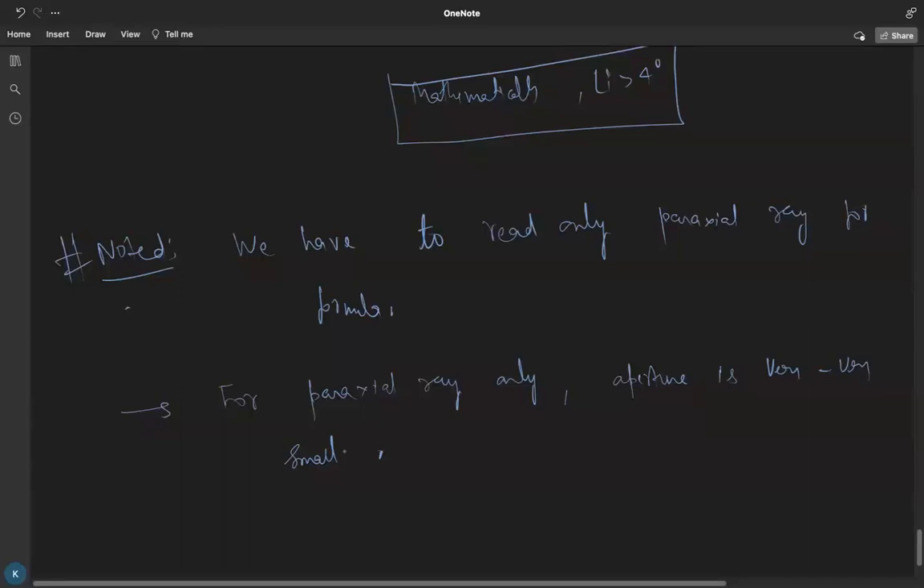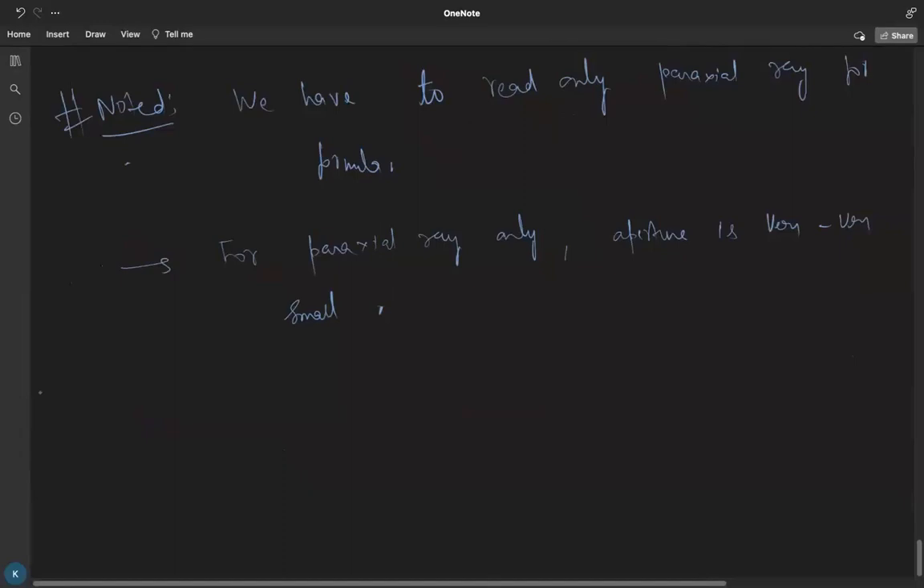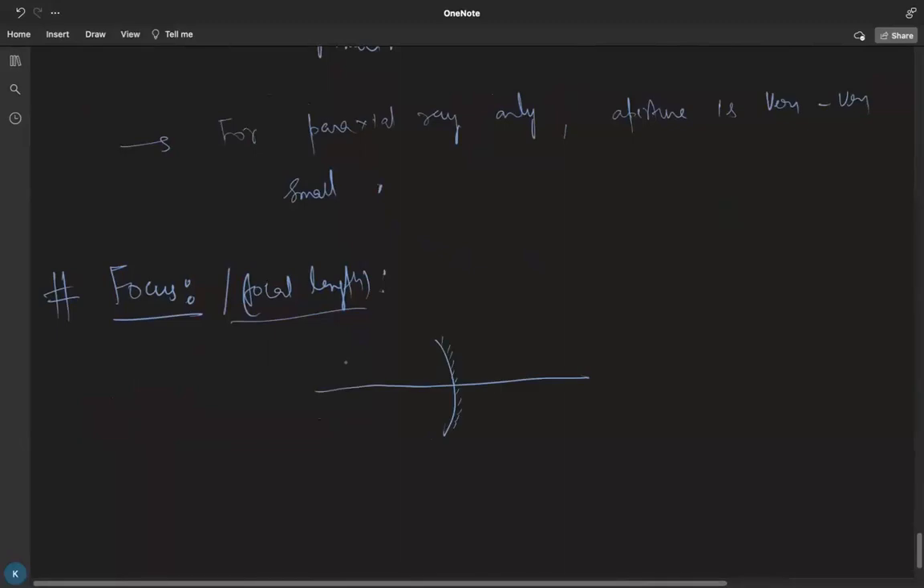Now let's discuss another term, which is termed focus, or similarly focal length. So what is focus? Let us assume focus is defined as the point where a ray of light moving parallel to the principal axis and striking the mirror, after reflection cuts the principal axis. The point where it cuts is known as the focus.